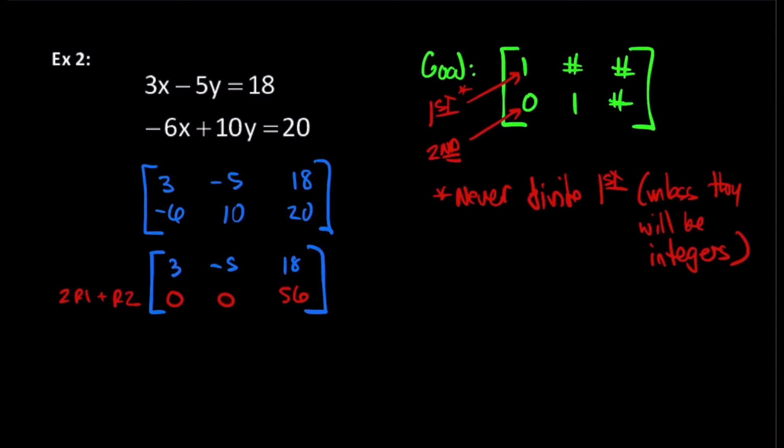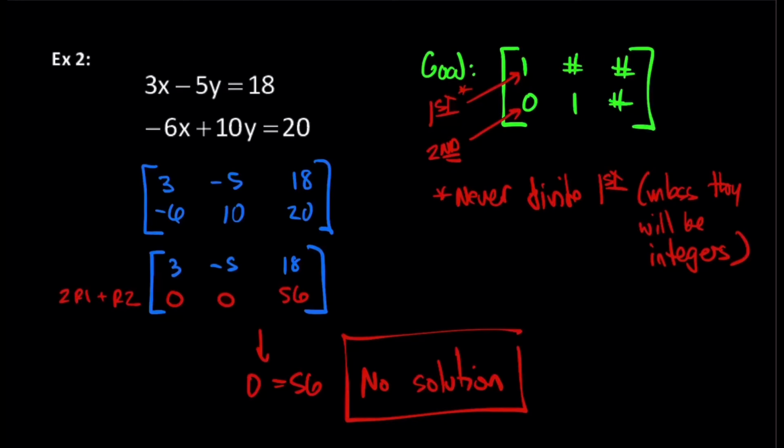Well, we just solved this, sort of. This is saying 0x plus 0y equals 56, or 0 equals 56. Well, remember from yesterday, that means no solution. If you get down to a false statement, there is no solution. So 0 equals a number means that there is no solution for this system. 0 equals 0, infinite solutions, then we have to go on a little bit further. But for this example, we are now done.